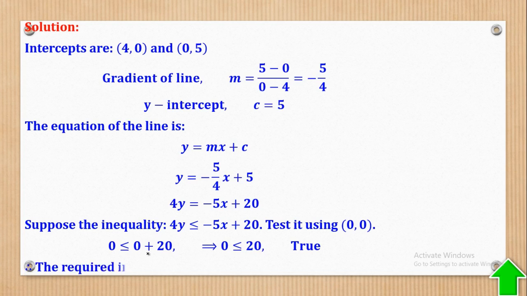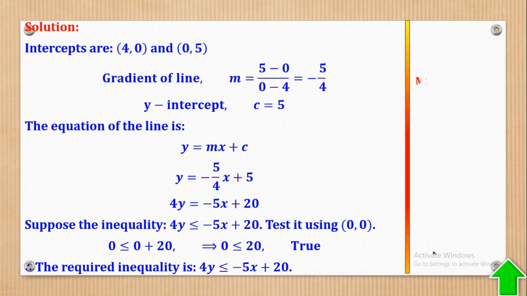Therefore, we shall come and write that the required inequality is 4y less than or equal to negative 5x plus 20. If it was false, it means that we had to interchange the inequality. For example, if this was false, we would have written here a greater than or equal to sign. So basically, that's what they wanted.